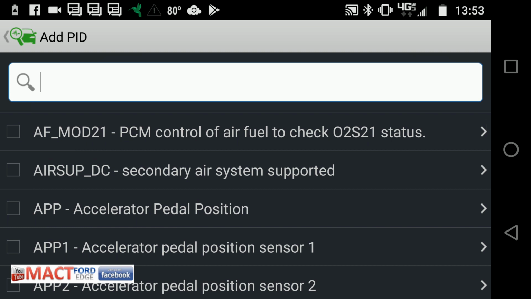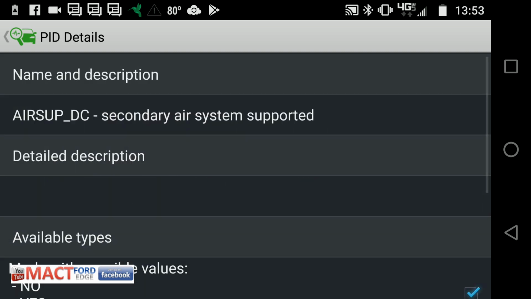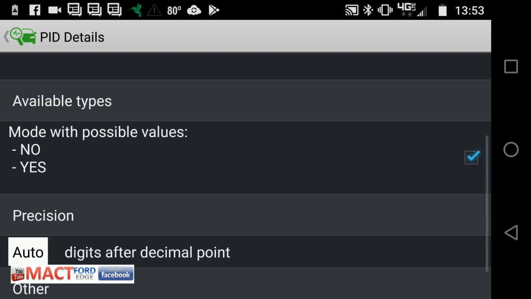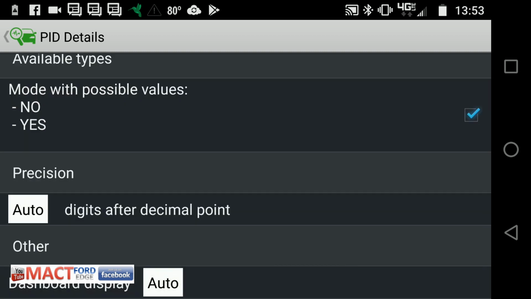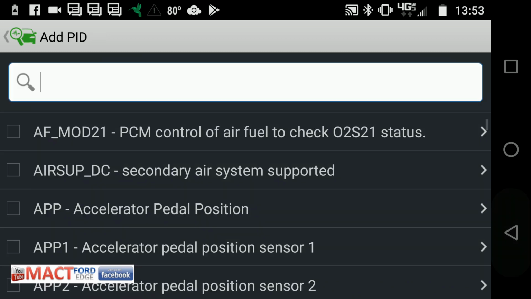And then we have our secondary air system supported, AIR SUP-DC. And basically, it's also a yes or no mode on here. You're not going to see too much out of that. Again, not a parameter that you're going to want to monitor.